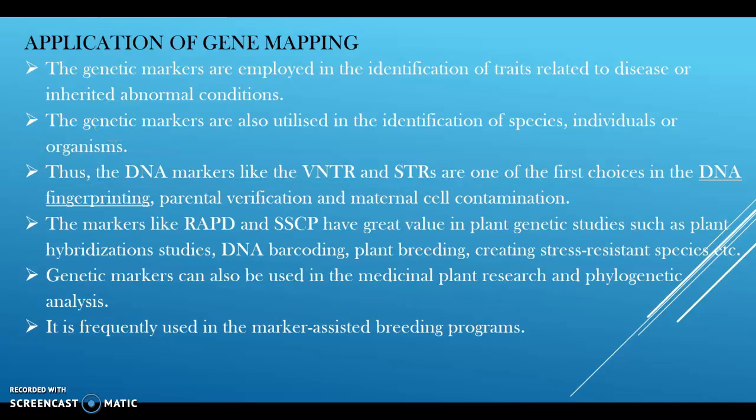VNTR and STR are nothing but genetic markers which are used in the identification of paternal verification and maternal cell contamination. And markers like RAPD and SSCP have great value in plant genetic studies such as plant hybridization studies, DNA barcoding, plant breeding, and creating stress resistant species.